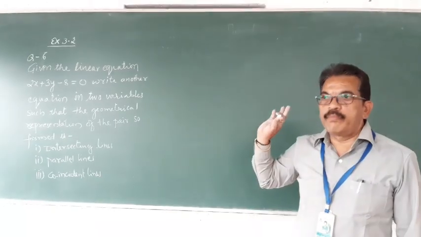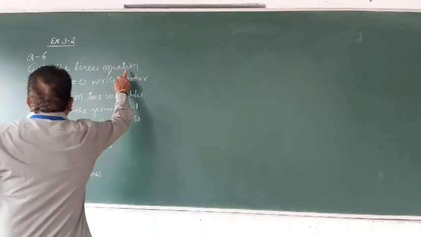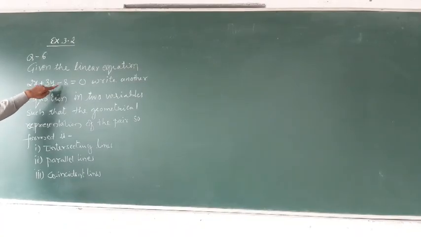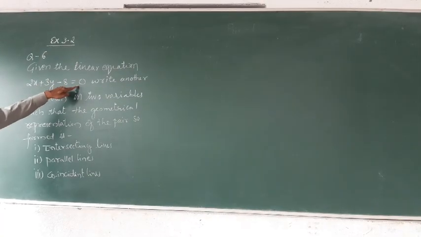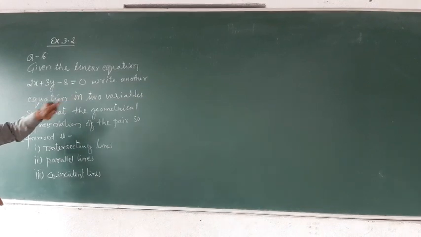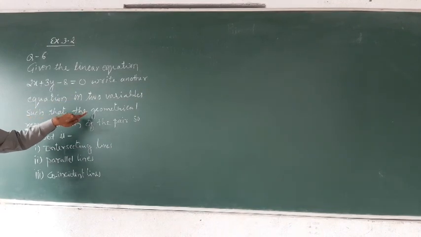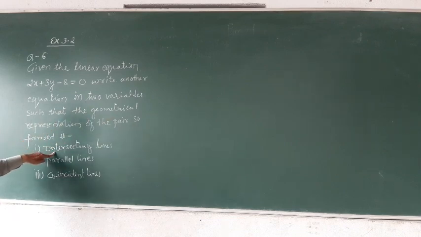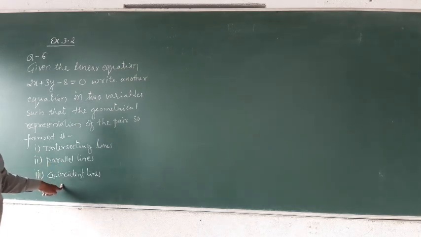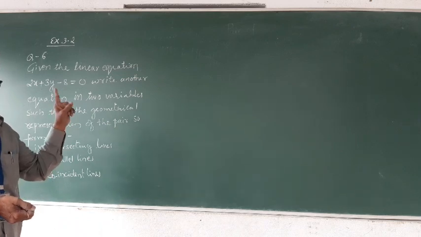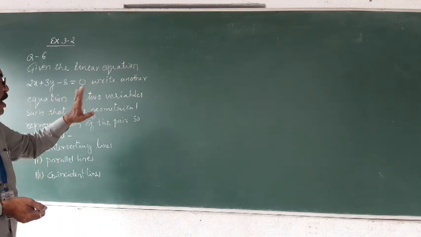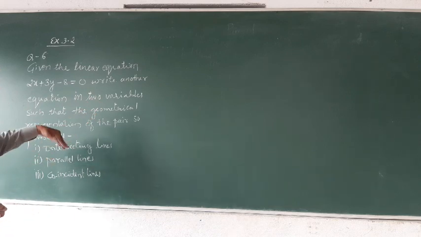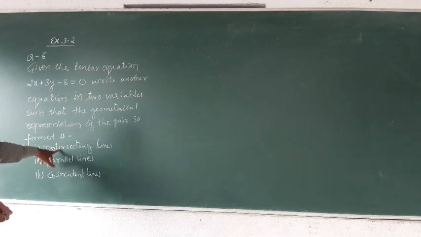Okay, see question number 6. Given the linear equation 2x plus 3y minus 8 equals 0, write another equation in two variables such that the geometrical representation of the pair so formed is intersecting lines, parallel lines, coincident lines. The meaning of this question is one linear equation is given. So according to the conditions given, we have to write another equation so that it can satisfy the statement.